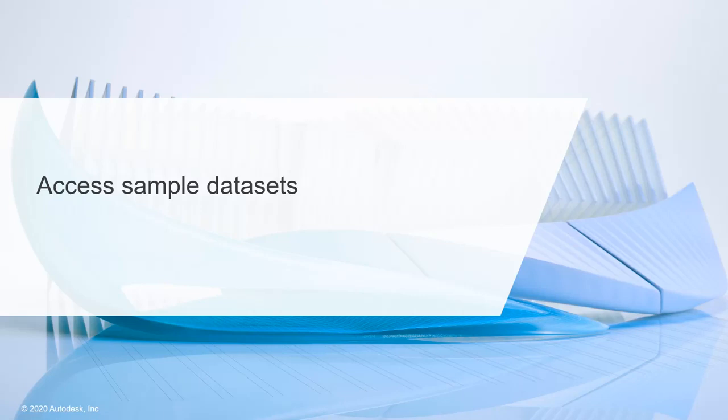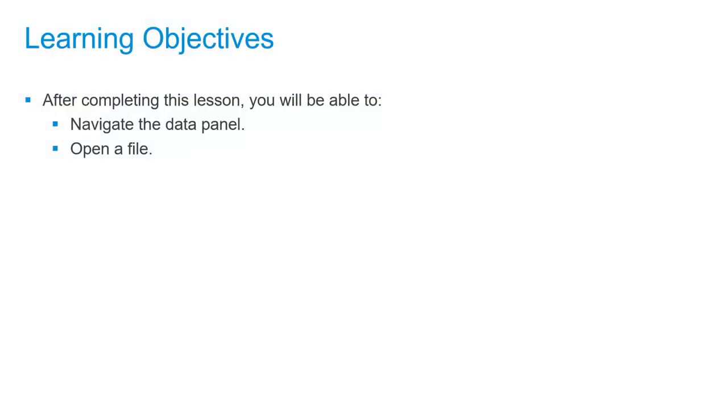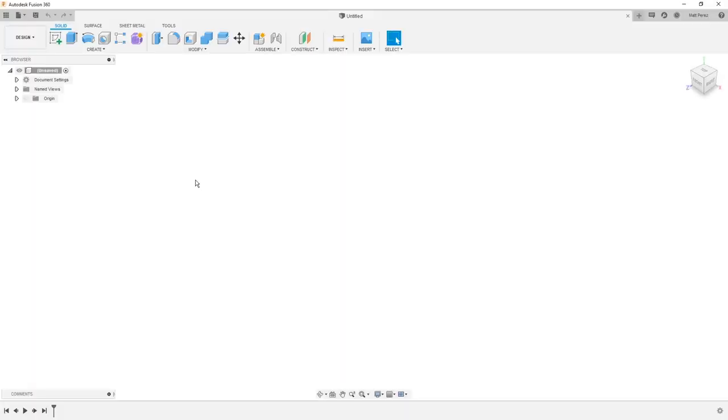In this lesson, we're going to access sample datasets. After completing this lesson, you'll be able to navigate the data panel and open a file. In Fusion 360, we're going to start with a blank untitled document. This is how Fusion's going to look every time you simply open the program without accessing a specific file.